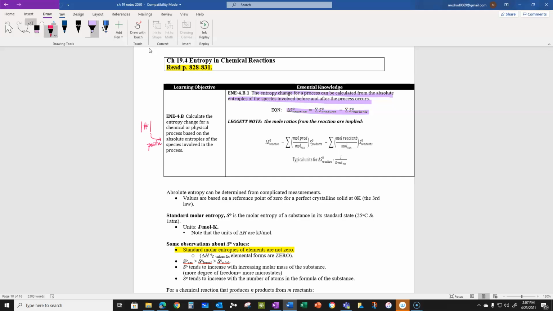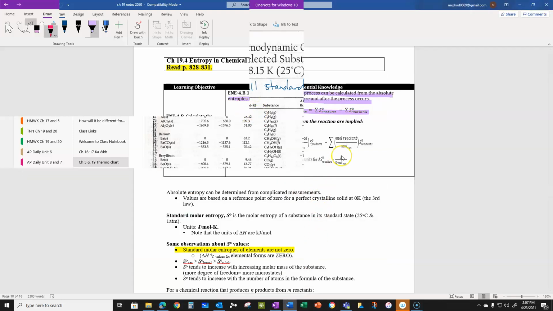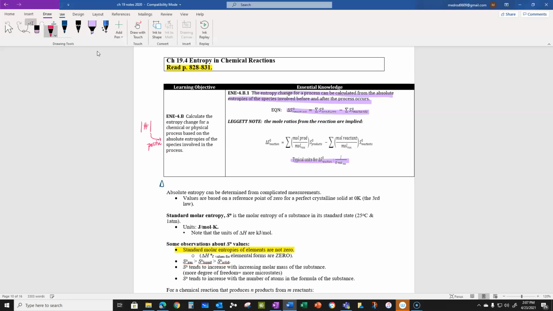With the units for delta S, as you see in the appendix right here, the delta S has J over moles times K. So the typical units when you do products minus reactants is J over K. When we use the equation in 19.2, we said it was Q reverse over temperature, and that was J over K. But when we do products minus reactants, we tend to still keep the moles in there, just like when we did delta H. Delta H was kilojoules per mole.